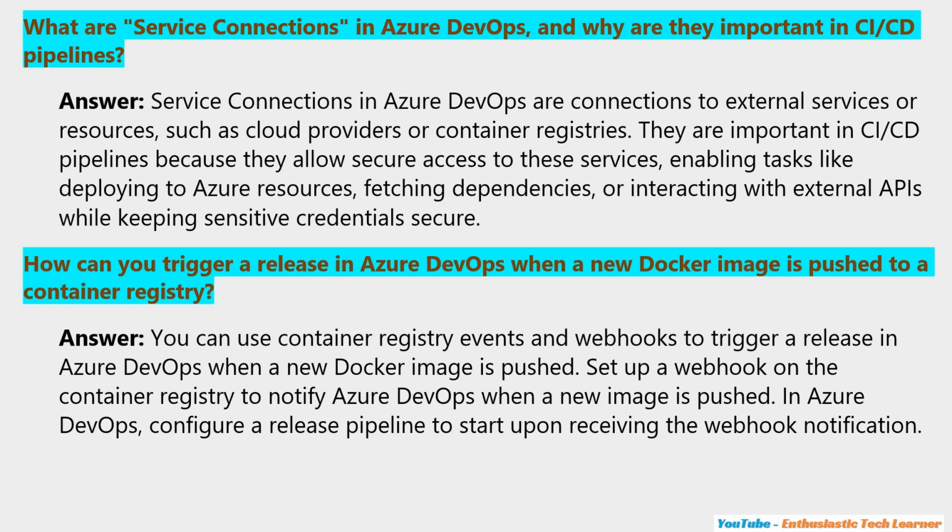How can you trigger a release in Azure DevOps when a new Docker image is pushed to a container registry? Answer: You can use container registry events and webhooks to trigger a release in Azure DevOps when a new Docker image is pushed. Set up a webhook on the container registry to notify Azure DevOps when a new image is pushed. In Azure DevOps, configure a release pipeline to start upon receiving the webhook notification.